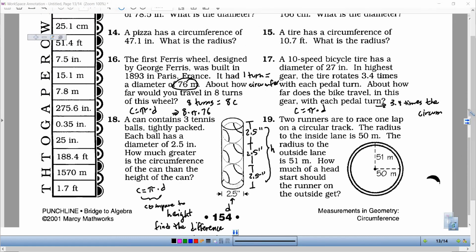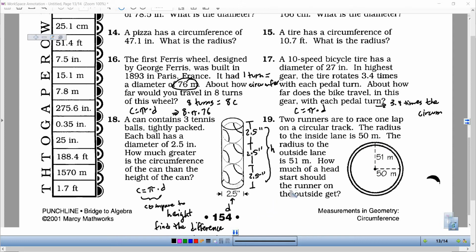Okay, last one, number 19. Two runners are to race one lap on a circular track. Who ever heard of a circular track? Tracks are not circular. Anyways, the radius to the inside lane is 50 meters. The radius to the outside lane is 51 meters. How much of a head start should the runner on the outside get? He's got to run further, right?